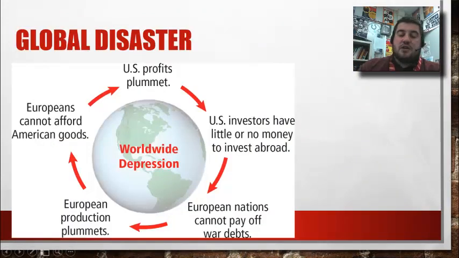This becomes a global disaster because of our ever-increasing trade globally. Our profits plummet, so we have no money to invest abroad. European nations cannot pay off the war debts with the money we're investing, so their production plummets, which means they cannot afford any American goods, which means our profits plummet even more, and it becomes a worldwide depression at that point.